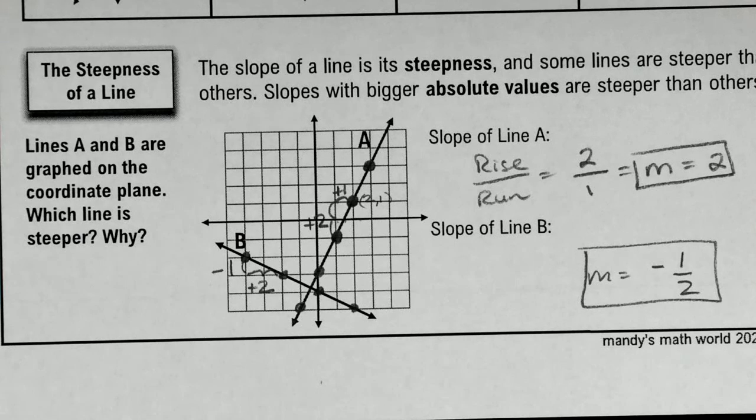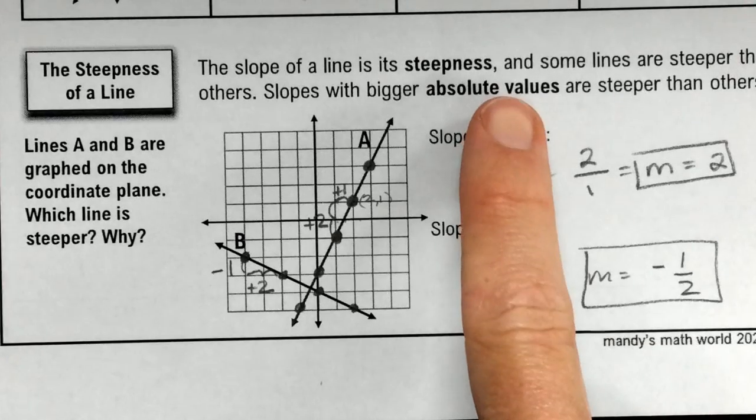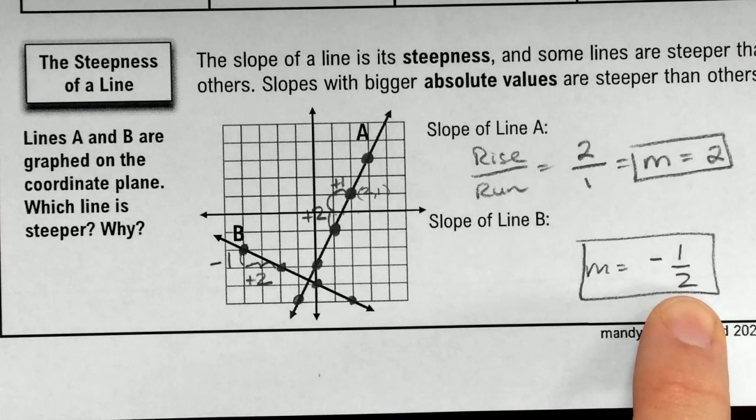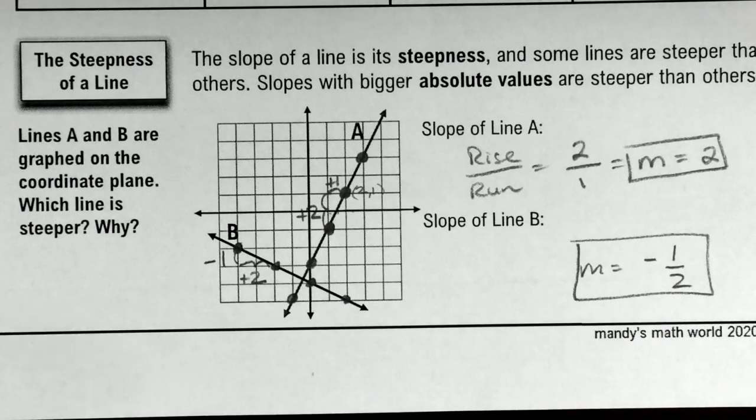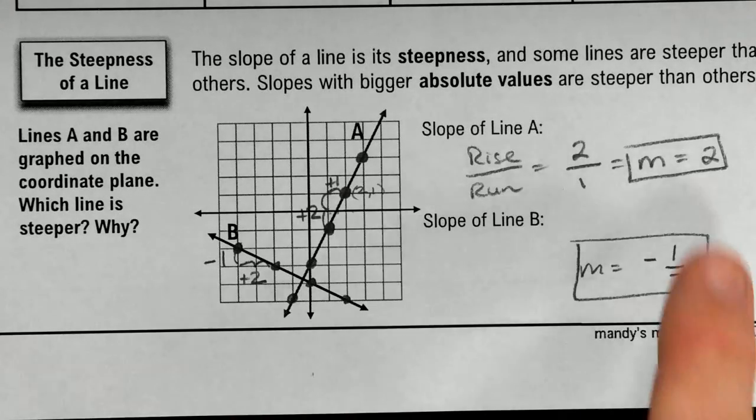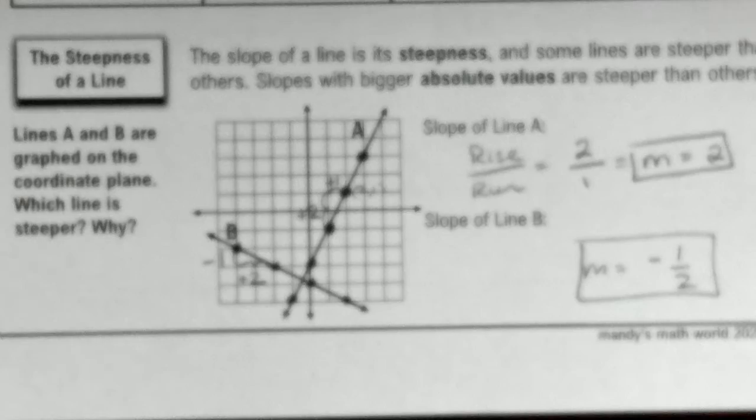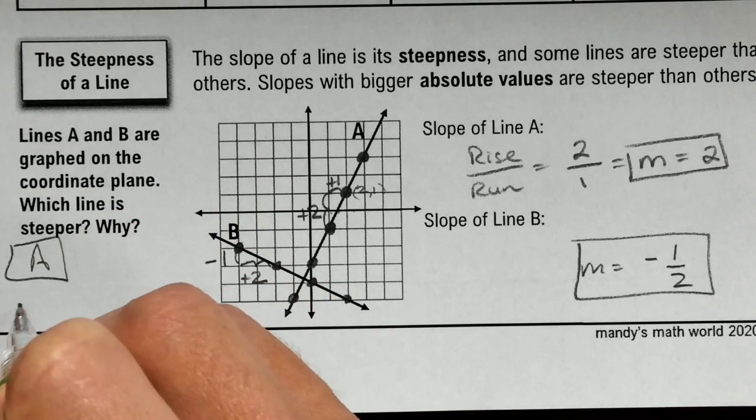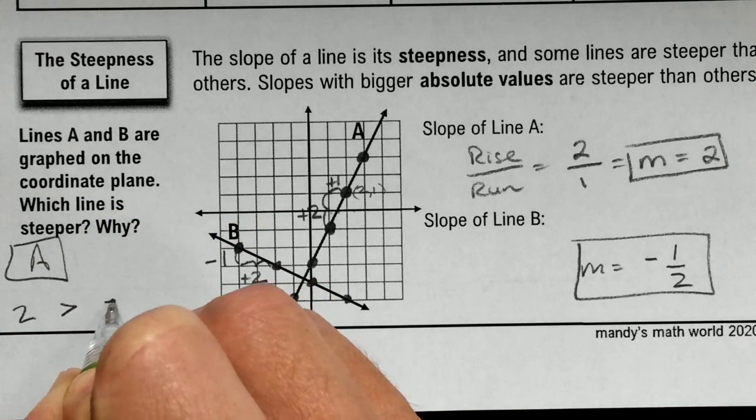So now, which graph is steeper? Well, let's look at the absolute value of a positive 2 and a negative 1/2. Which one of those is greater? The 2 is greater. Absolute value just means that you drop the sign. So which one of those has a bigger slope? Which one of those is steeper? The 2 obviously is steeper. So line A. Why? Because 2 is greater than a negative 1/2.